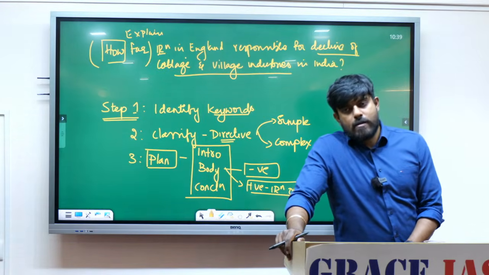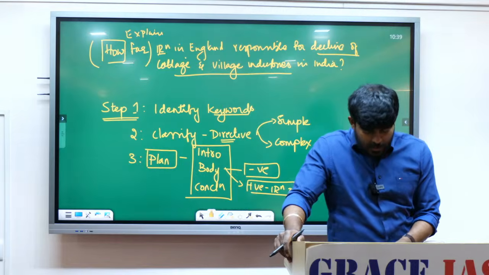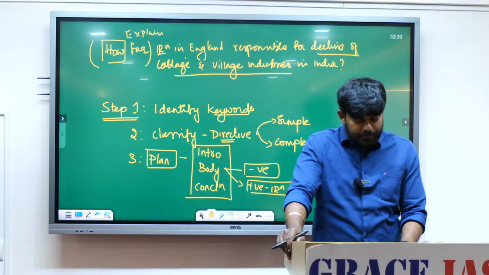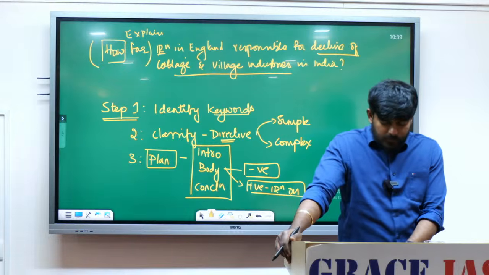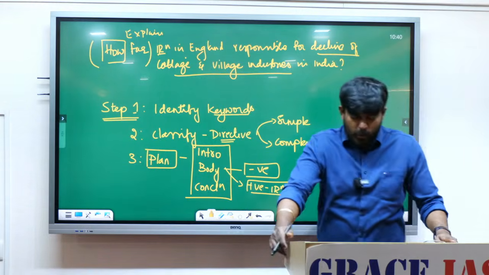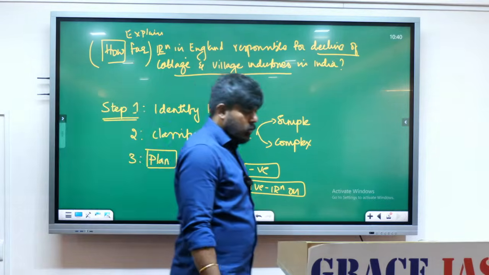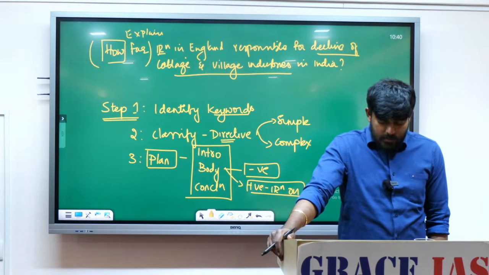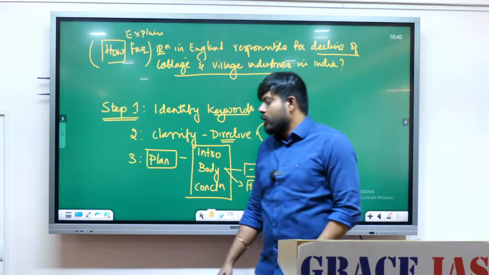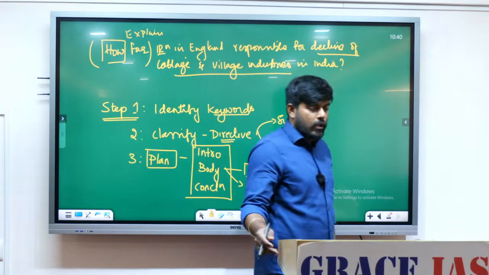Why did the moderates fail to carry the conviction with the nation about their proclaimed ideology and political goals by the end of 19th century.